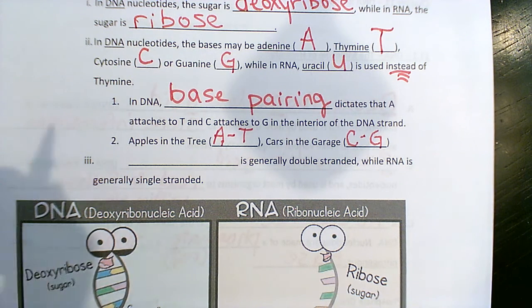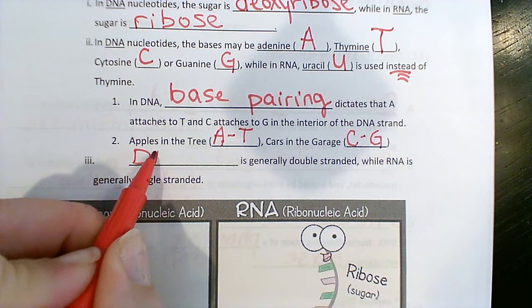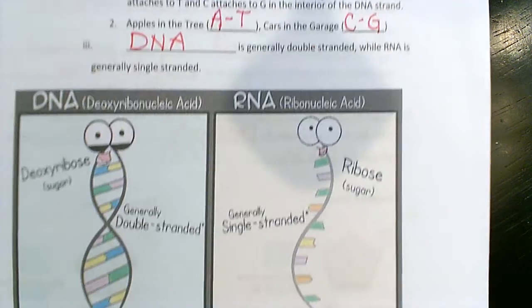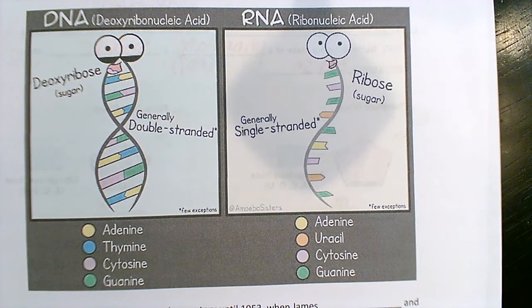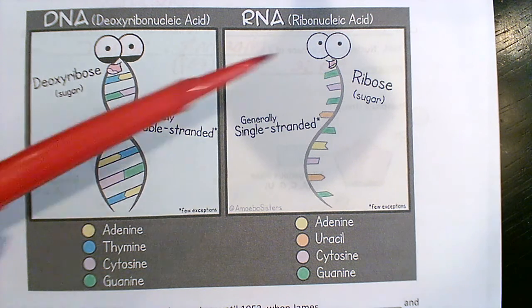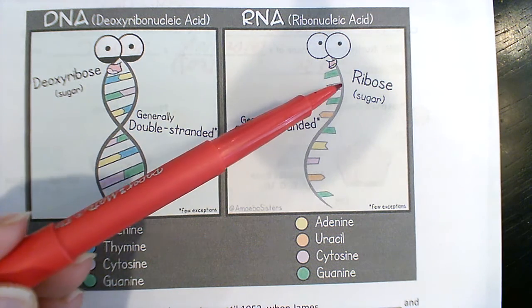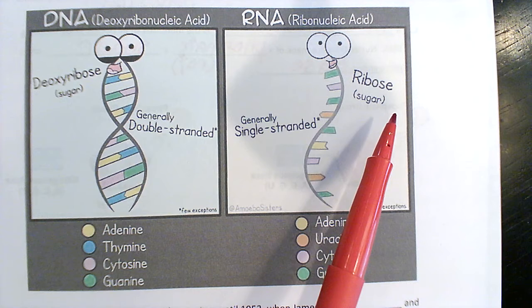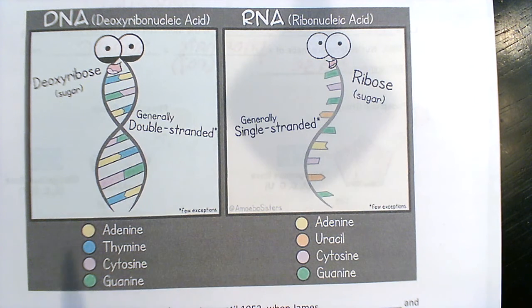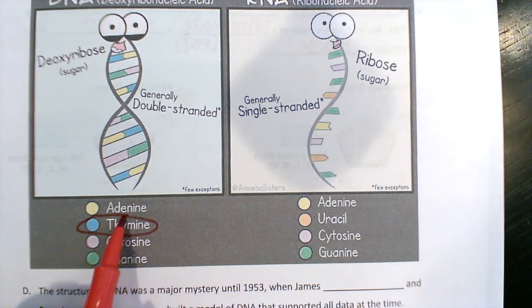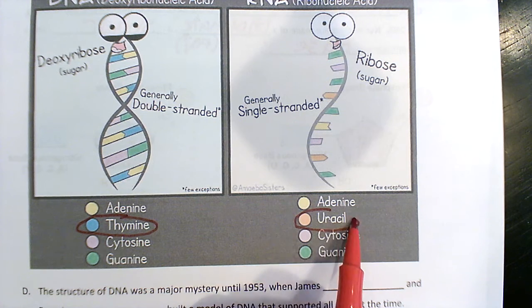And another thing about DNA is it's generally double-stranded while RNA is single-stranded. I stole this picture from Amoeba Sisters. Hopefully they don't mind. So here's our summary of differences. We've got double-stranded for DNA, single-stranded for RNA. We've got the sugar deoxyribose. We've got the sugar ribose. And then we've got the bases down here. Again, for emphasis, that's the only part that's different.